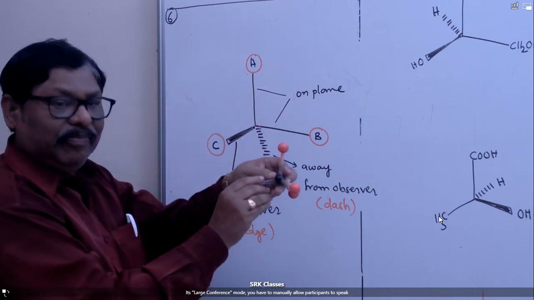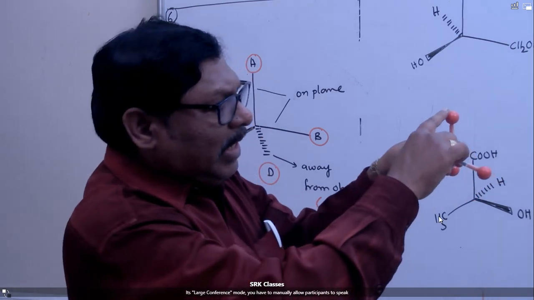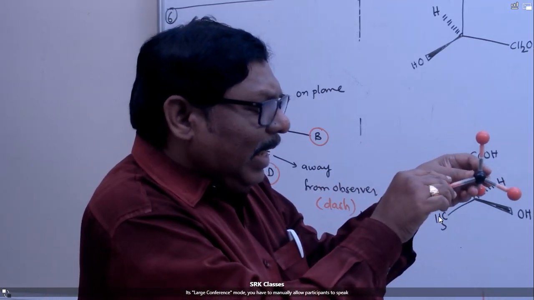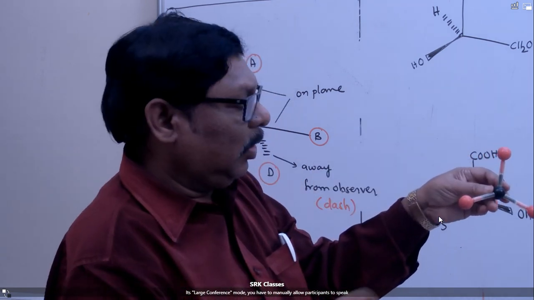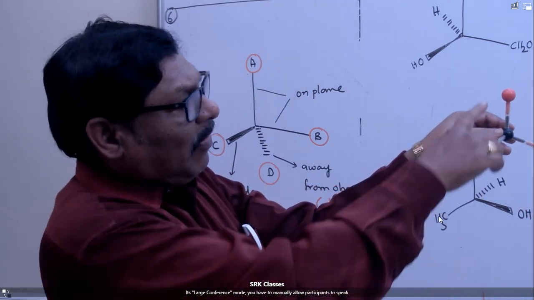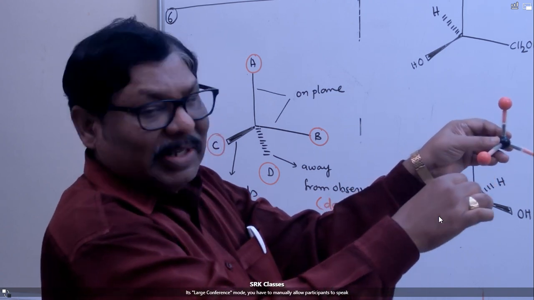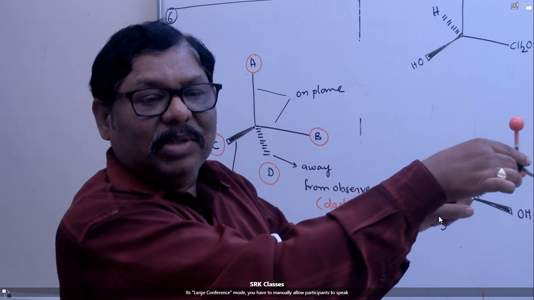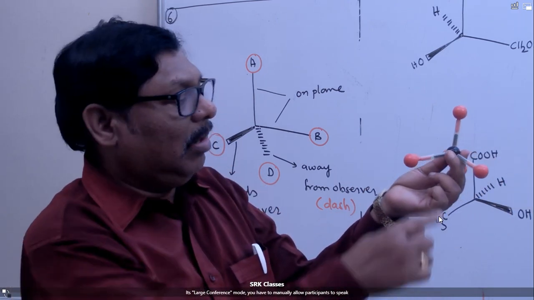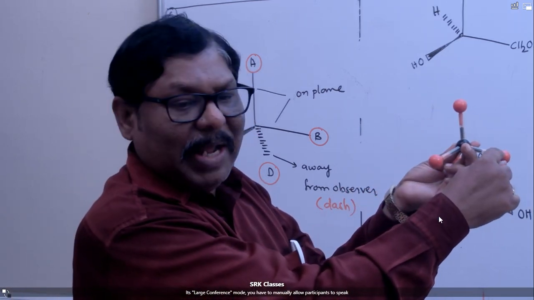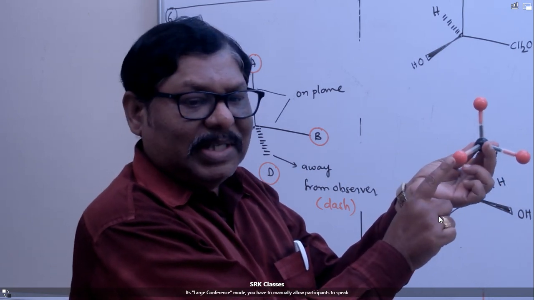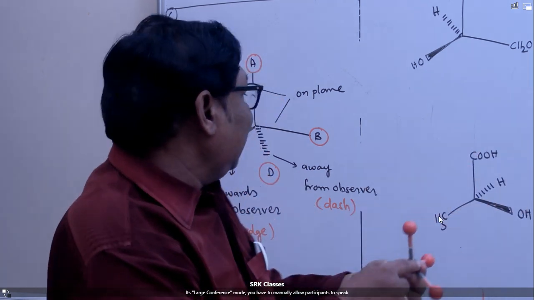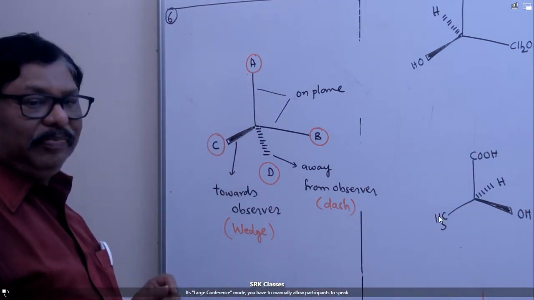Look carefully. I am repeating once again. A and B are on the plane. C is towards the observer. This one is in one plane, this is towards the observer, and the fourth one is away from the observer. This is called the Wedge formula. These two are on the same plane, this is projecting towards the observer, and this is away from the observer. That is called the Wedge formula.